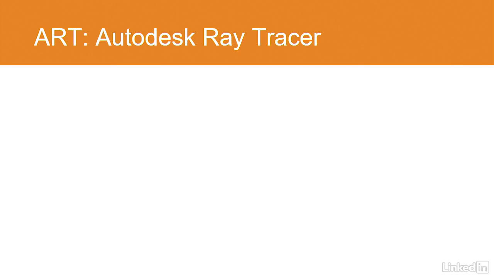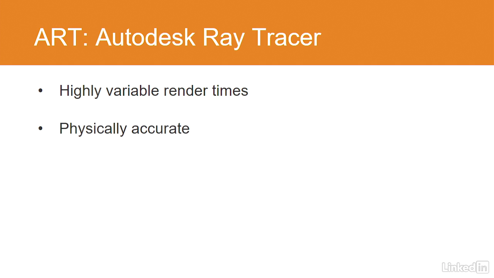ART, or Autodesk Ray Tracer, has highly variable render times. As I mentioned, they can be very, very long render times. But if you've got a simple scene, like a single subject, then it can render pretty quickly. It is physically accurate. If you drop a light into a scene and render it with ART, what you see in that rendering is exactly what you would see in the real world.